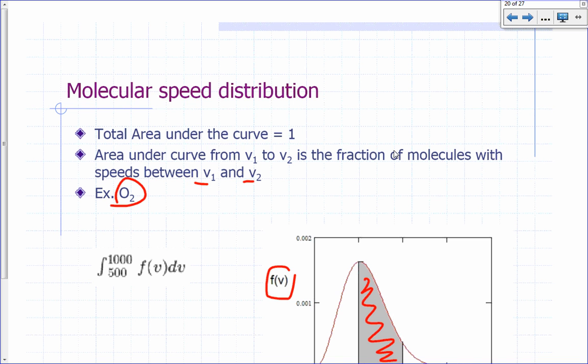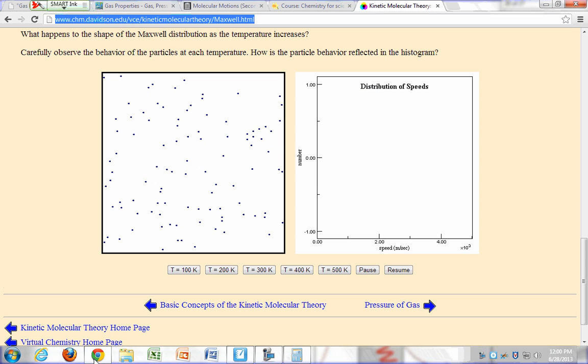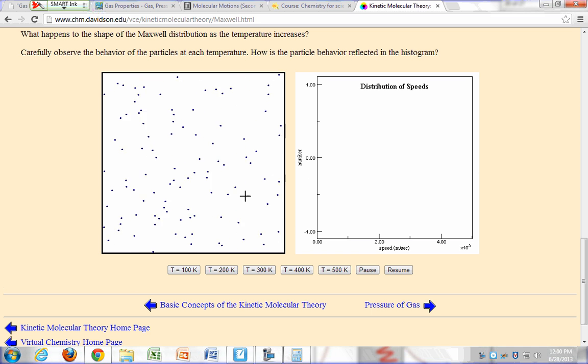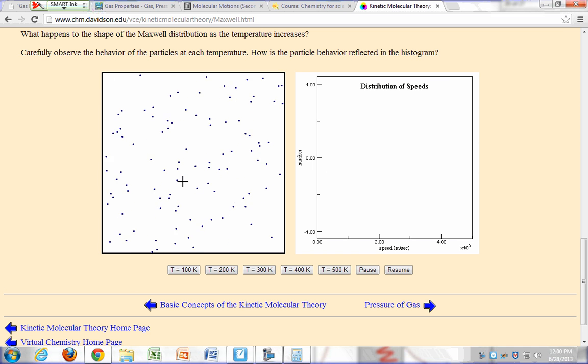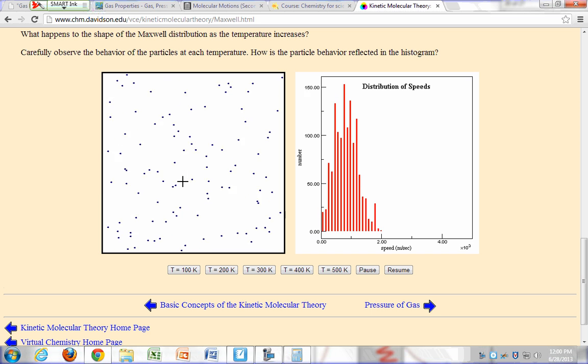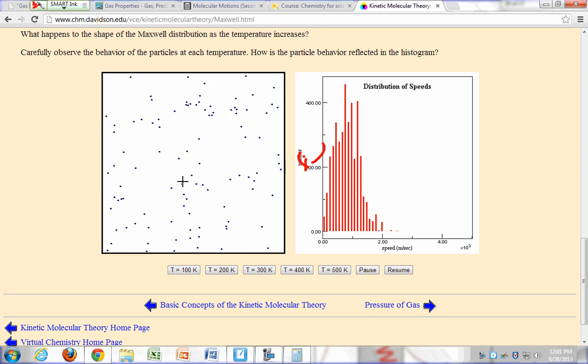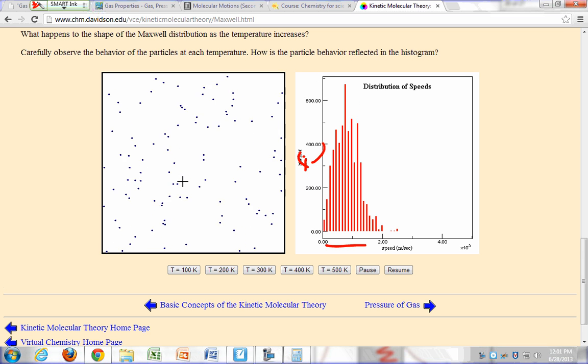Before we go to the next line, let me show you an animation that illustrates this. Here's a website, www.chm.davidson.edu/VCE/Kinetic Molecular Theory/Maxwell.html. Here's an animation that shows the molecules at 100 Kelvin. If you give it enough time, you get the distribution of the speeds. You'll notice this bar graph tells you how many molecules have a particular speed in this sample.